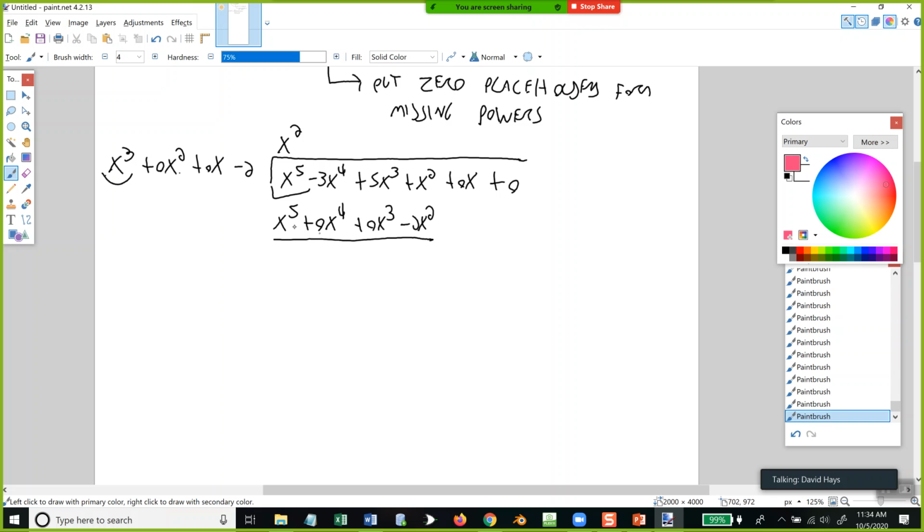Again, notice that the like terms are in the same column now. That is our goal. We're going to subtract this line, so we'll flip signs. So it becomes a negative, negative, negative, positive. X to the fifth minus x to the fifth drops away. Negative 3x to the fourth minus 0x to the fourth is negative 3x to the fourth. 5x to the third minus 0x to the third is 5x to the third. X squared plus 2x squared is 3x squared. And I'll bring down my 0x and 0.